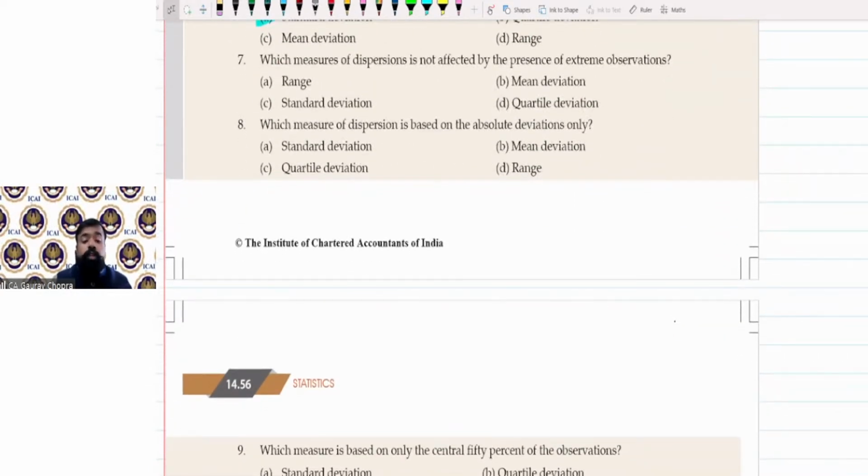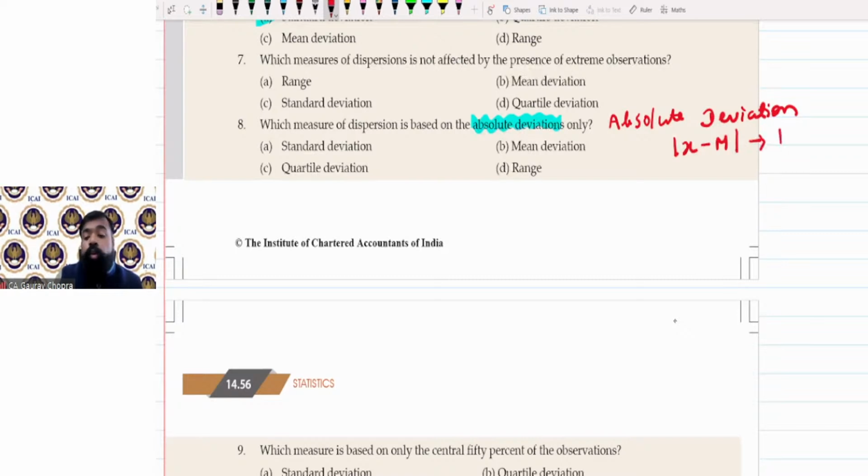8. Which measure of dispersion is based on absolute deviations only? Now, what is the meaning of this term absolute deviation? This absolute deviation means when we are using modulus. So just now we have done about x minus median and then modulus. This modulus is used only in the formula for mean deviation. Modulus is not used in range, not quartile deviation, not standard deviation, only for mean deviation. So option number B is correct.